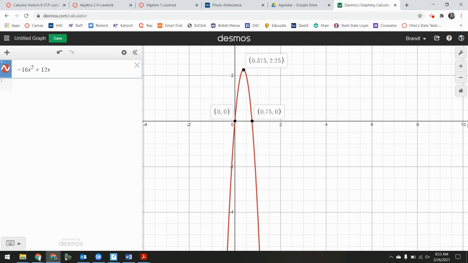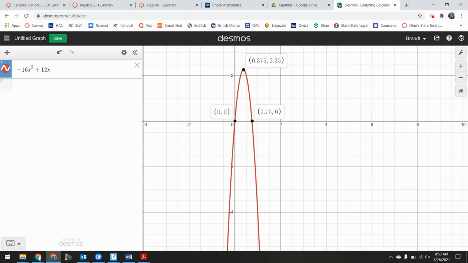Right. So what is it? 2.25. Right. So you can answer this question by saying, how long is the frog in the air? The frog's in the air for 3/4 of a second, 0.75 seconds. What is its maximum height? The maximum height is 2.25 feet.